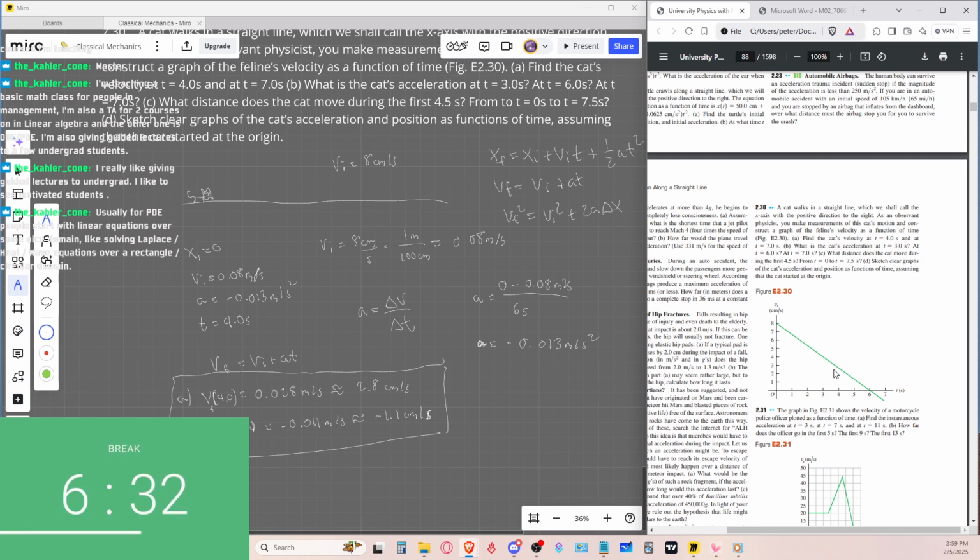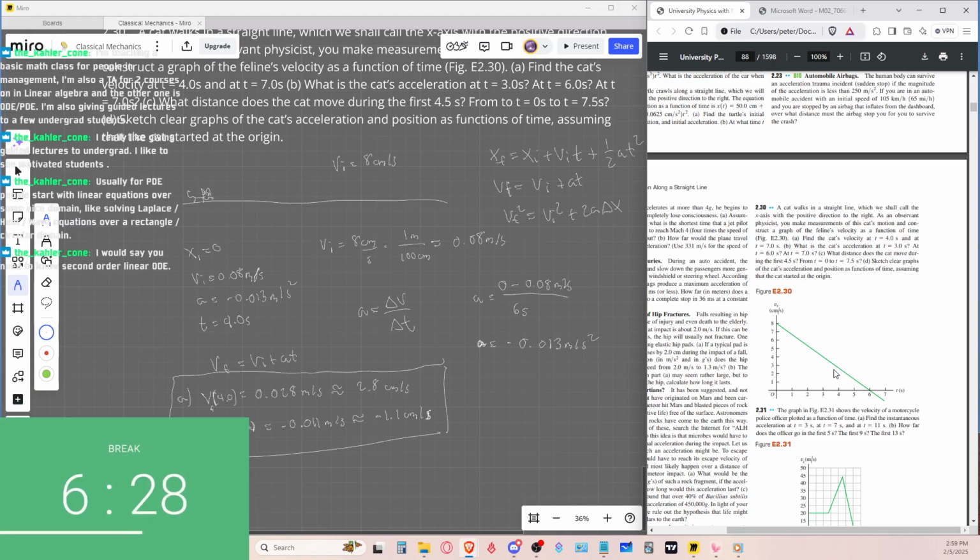I think that's the thing I think about. I would say you need to know second order linear ODEs to basically do the first unit of PDEs. So basically you have to learn up to second order linear ODEs to cover the first unit or the first chapter of PDEs, right? Is that what you're saying?